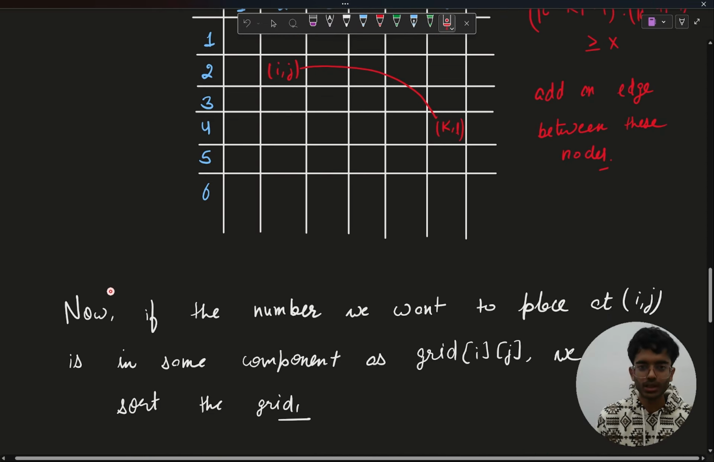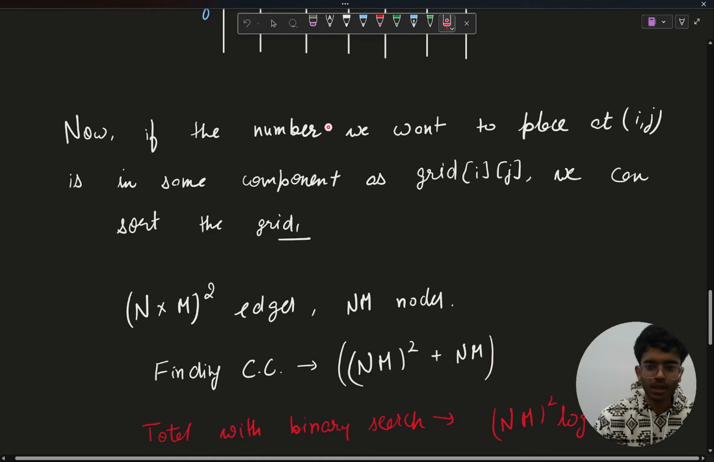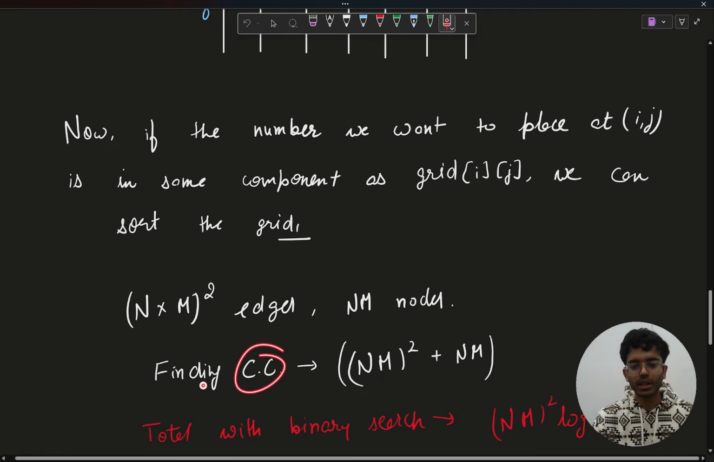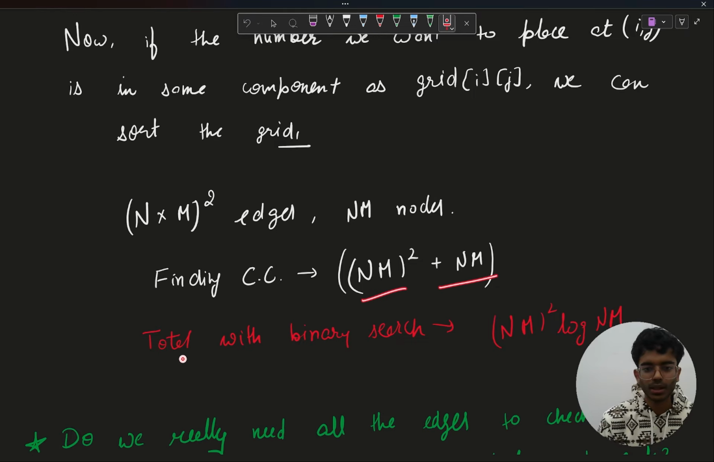(nm)² edges, because we would be comparing all of the pairs, and in the worst case there could be up to (nm)² edges, and there are nm nodes. Now, what would be the time complexity of finding all the connected components, or calculating if two nodes belong to the same component? (nm)² plus nm, right?